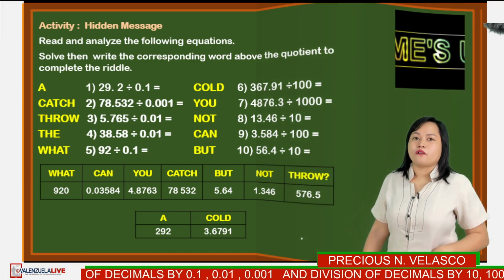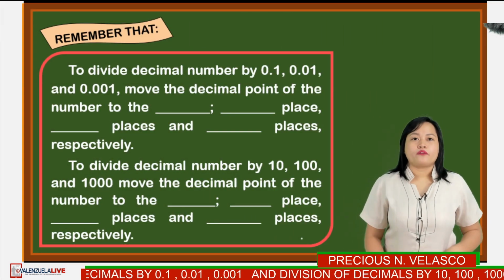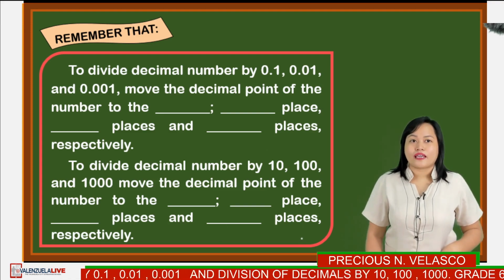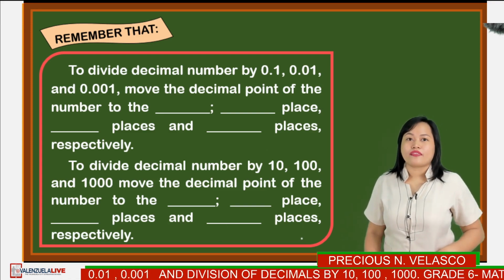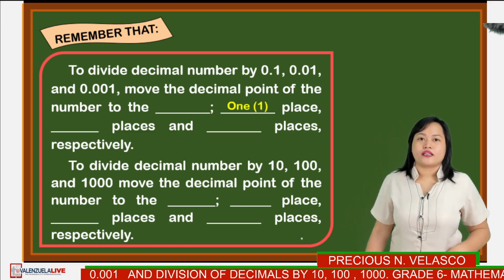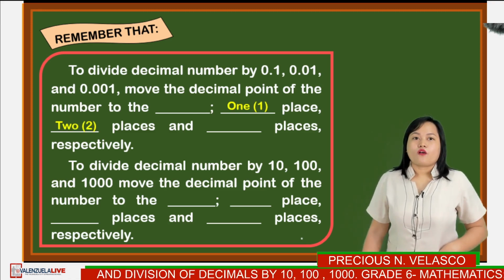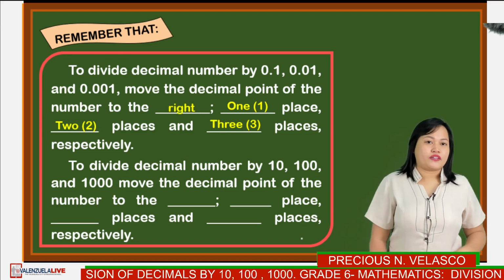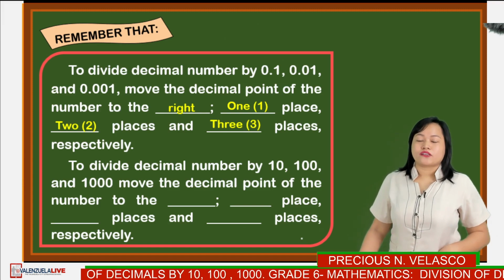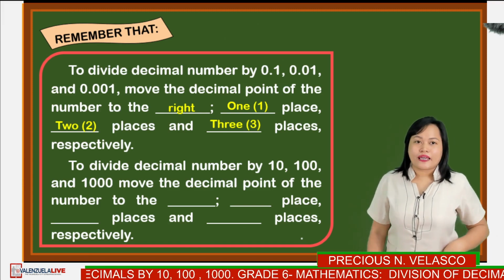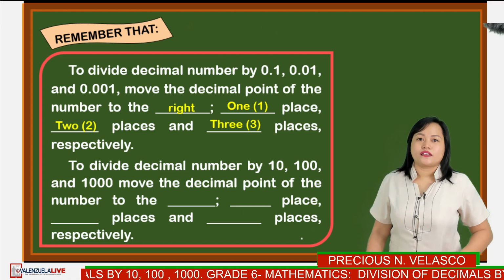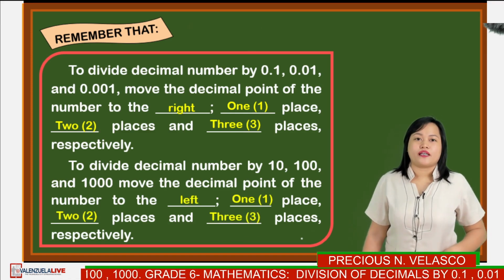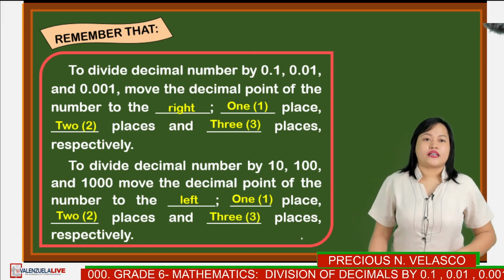Okay, so before we end, what I want you to remember is when we are to divide a decimal number by 1/10, 100ths, and 1,000ths, we are going to move our decimal point 1 place, 2 places, and 3 places to the right respectively. And if we are asked to divide a decimal number by 10, 100, and 1,000, we are going to move our decimal point 1 place, 2 places, 3 places to the left respectively.